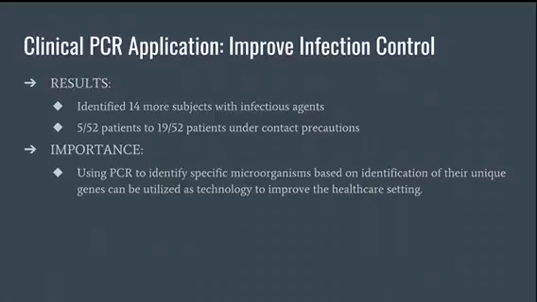After the researchers compared the new strategy's outcome with the former standardized outcomes, the new PCR strategy identified 14 more patients with infectious agents. This caused the healthcare team to move the infected patients to contact precautions to prevent spread of infection. The importance of this journal article is the extremely beneficial use of PCR in the healthcare field. By identifying microorganisms by their own unique genes at the cellular level, we can use PCR to prevent against infectious diseases and improve the healthcare setting in a practical manner.